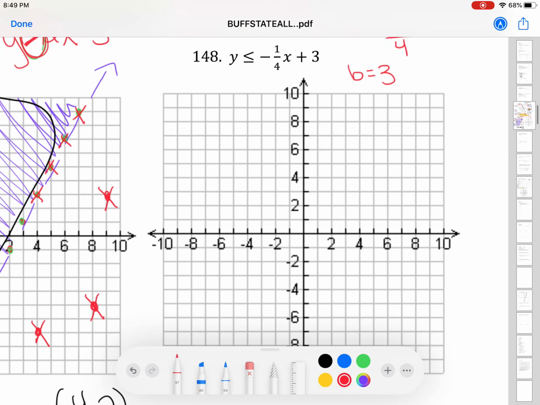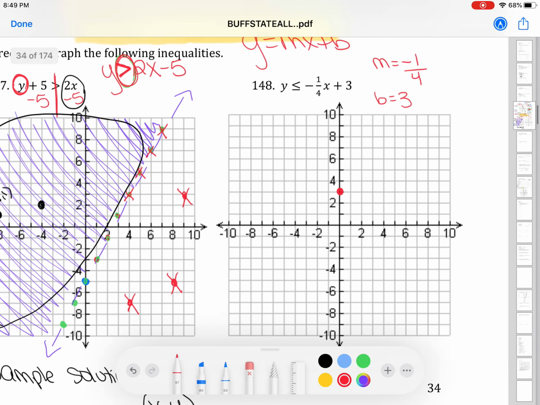So first, just graph the line like we've been doing this whole set of notes so far. I start on 3, and from there I'm going to rise -1. What does that mean?